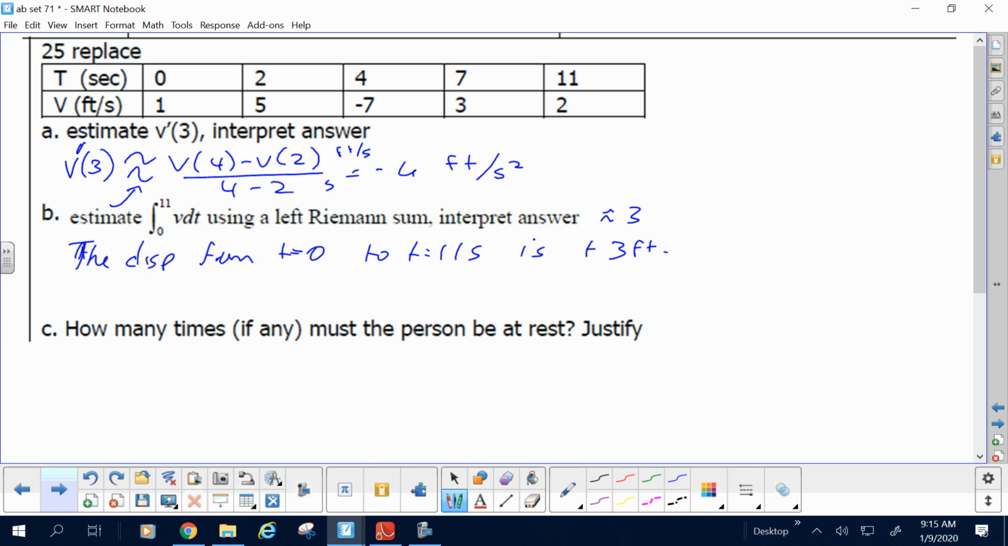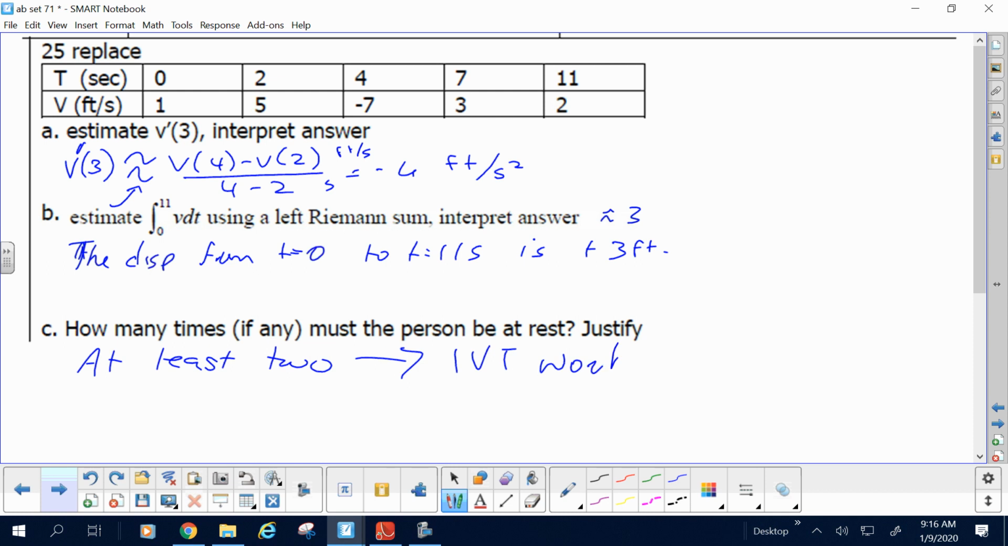You are given a table. You don't know what's going on. It could be moving backwards and forwards a million times. You don't know. It's at least 2. At least 2, with a whole lot of IVT work.